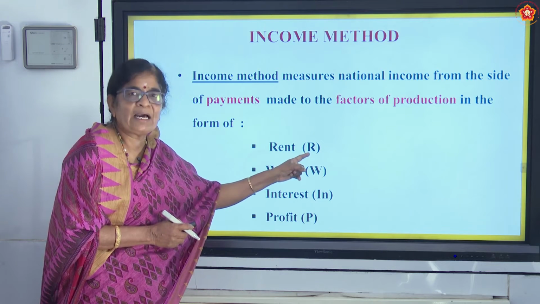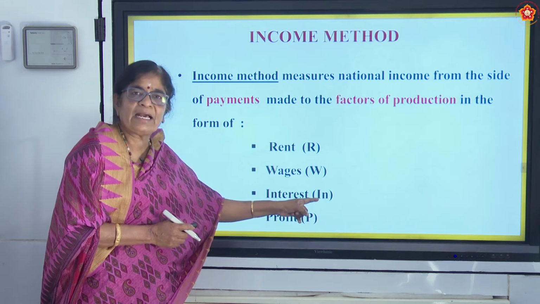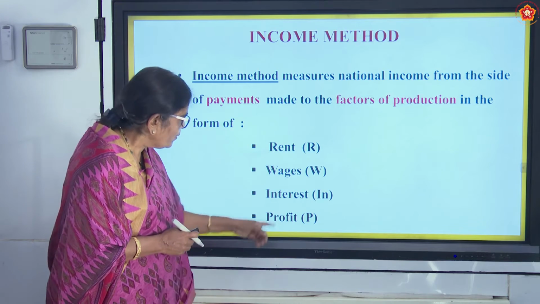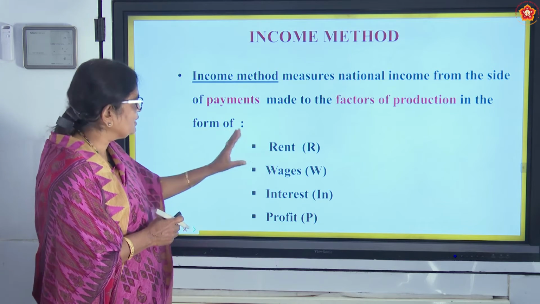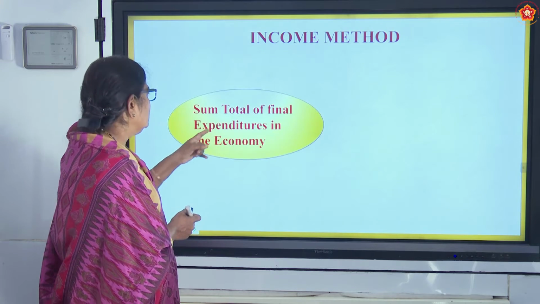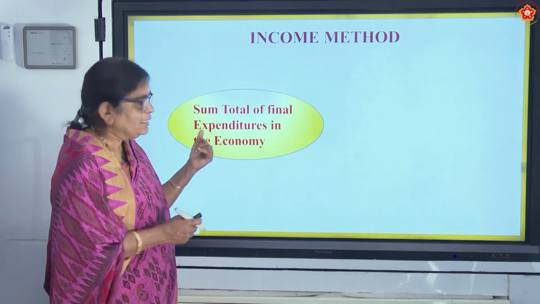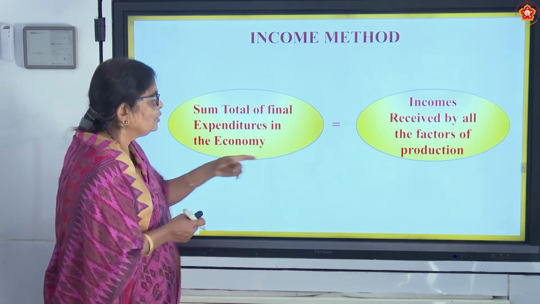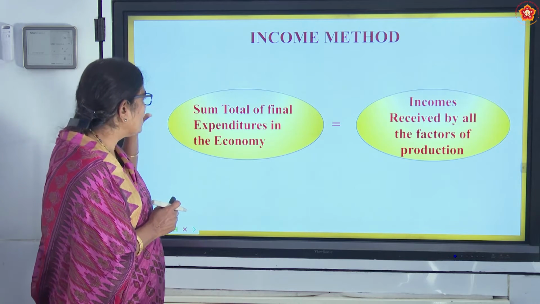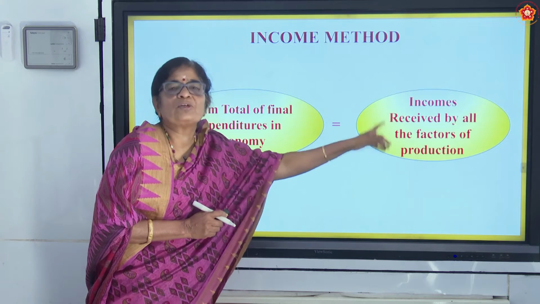Rent is denoted by R, wages is denoted by W, interest is denoted by IN, and profit is denoted by capital P. Therefore, these are the factor incomes received in the form of income from the firms. And we have studied that the sum total of final expenditure in the economy is exactly equal to income received by all the factors of production. You understand? Expenditure for the firm is nothing but income for the factors of production.